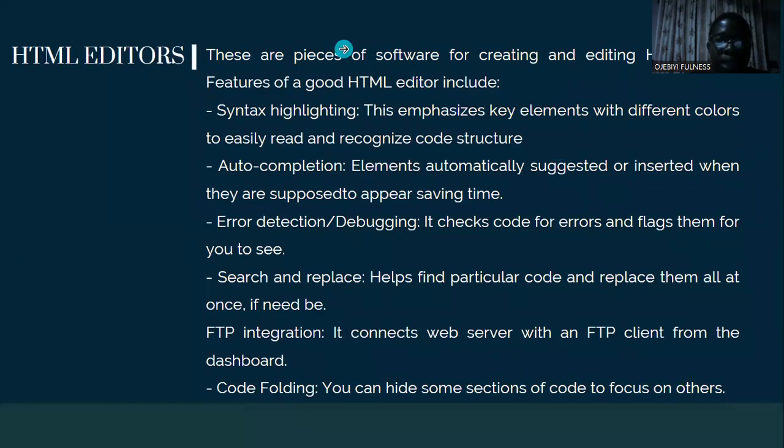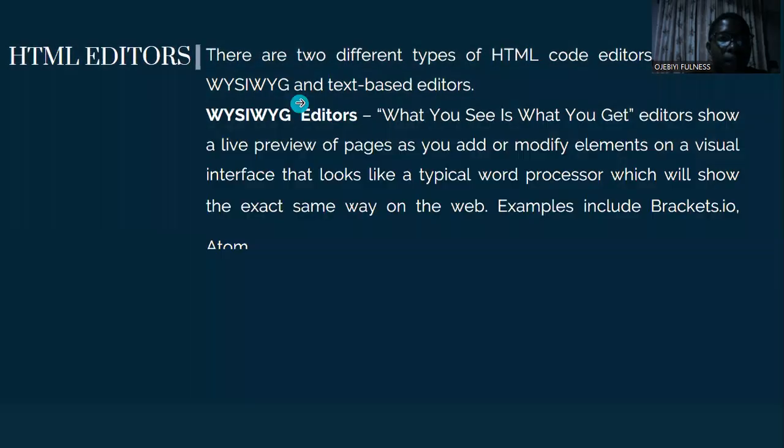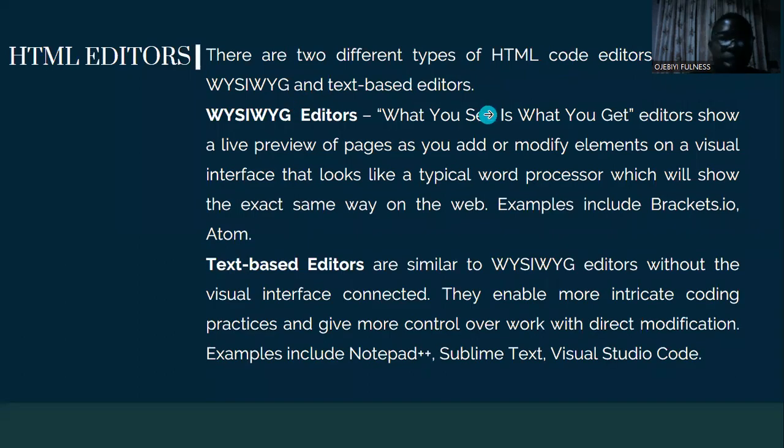HTML editors. These are pieces of software for creating and editing HTML code. Now, we have two different types of HTML code editors. They are WYSIWYG and text-based. WYSIWYG is what you see is what you get editors. They show a live preview of pages. So as you are modifying elements or as you're adding elements, they will show a live preview of what you are doing. It will be updated immediately as you are typing.